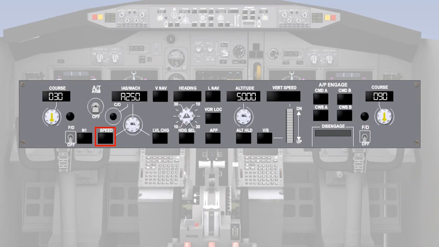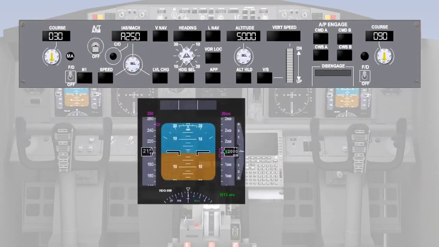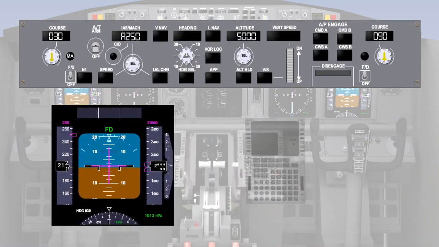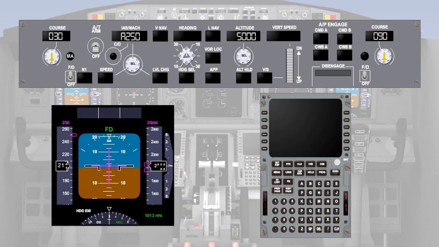When engaged, the autothrottle can maintain either a target speed or thrust value. The speed target could be an indicated airspeed or Mach number selectable by the pilot using the speed selector on the mode control panel, indicated in the speed window, and on the primary flight display speed tape. The flight management system can also command a speed target.